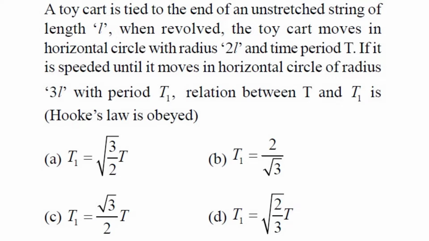A toy cart is tied to the end of an unstretched string of length L. When revolved, the toy cart moves in a horizontal circle with radius 2L and time period capital T. If it is speeded up until it moves in a horizontal circle of radius 3L with period T1, the relation between T and T1 is, given that Hooke's law is obeyed.